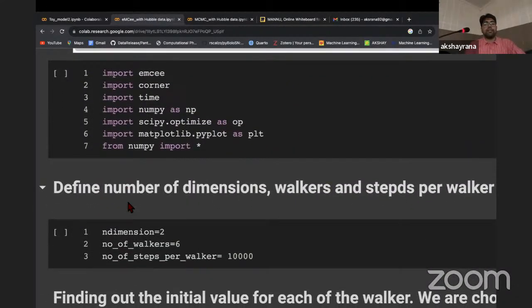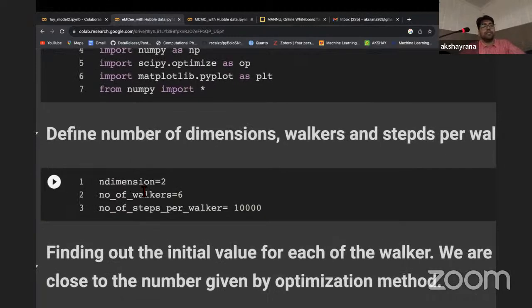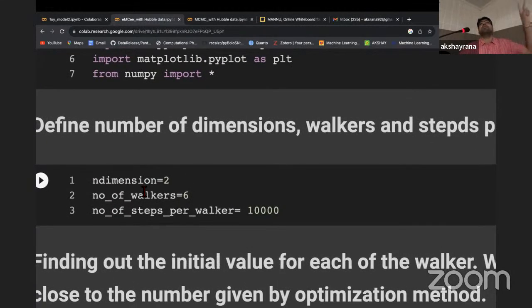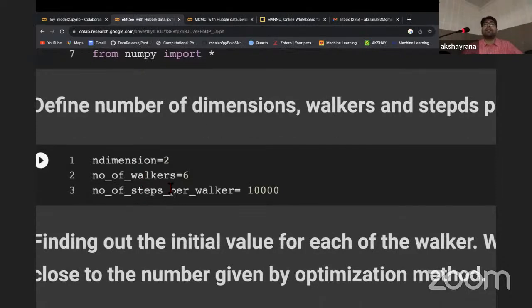Fine. Just go through these parameters. Number of dimensions: I'm working on a problem having 2 dimensions, H naught and omega m. Number of walkers: we are choosing 2, oh sorry, 6. I'll choose 6 values as input initial values. So I calculate a value from chi-square, and to that chi-square initial value I'll add a certain error, 6 different errors.